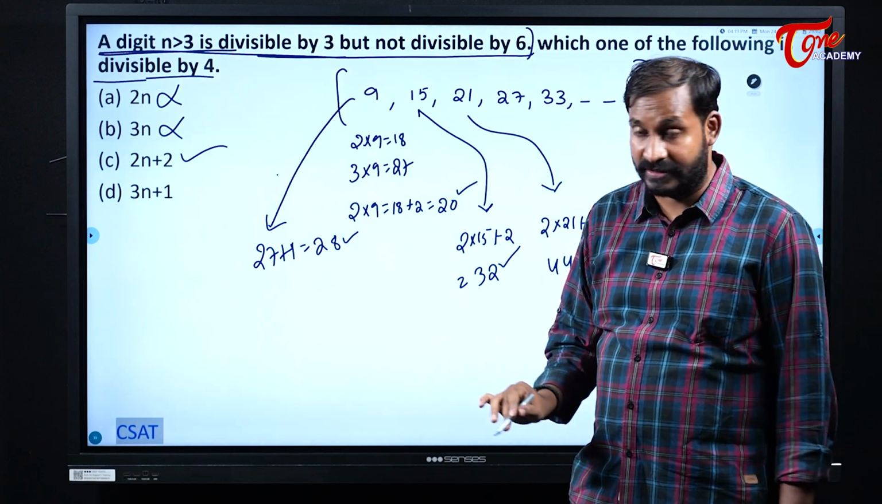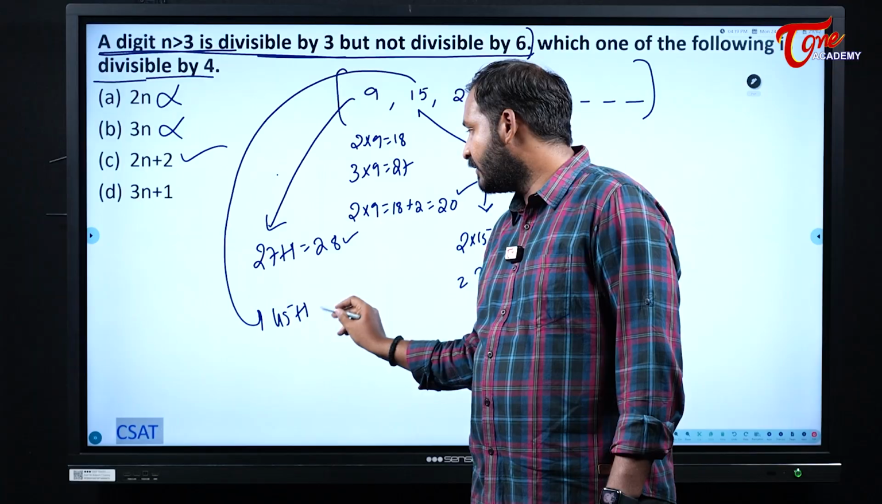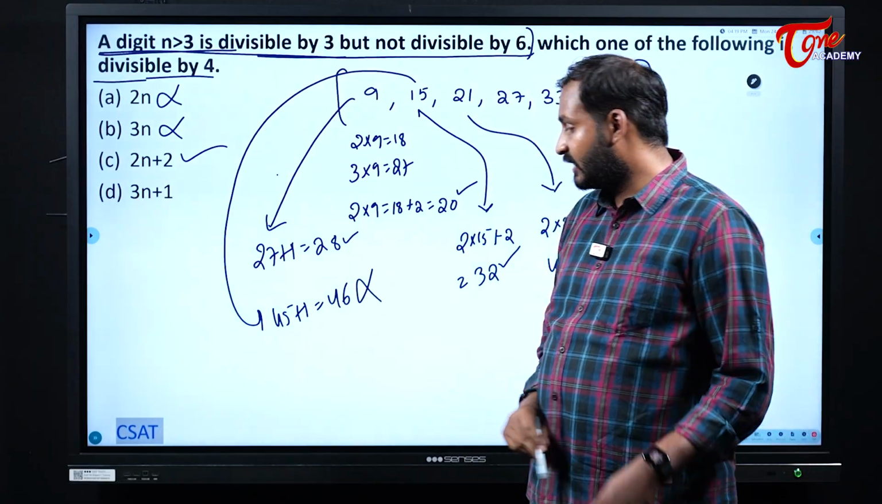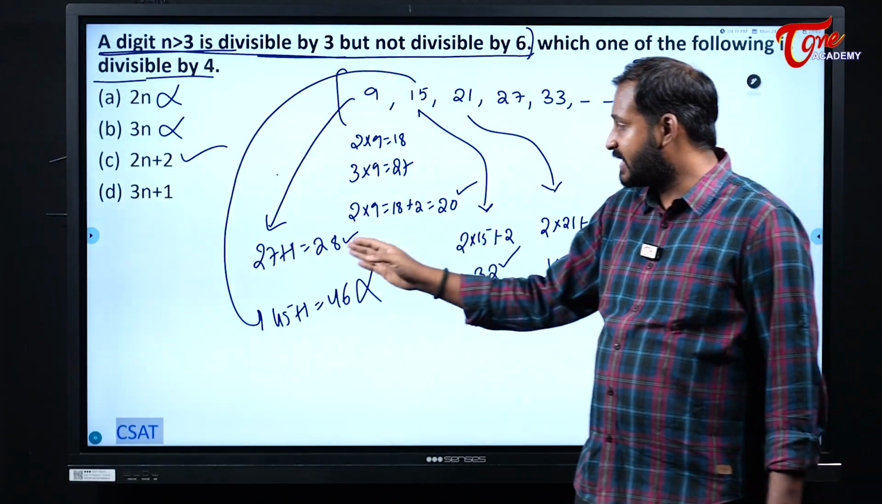Next, I will check the next one. 3n means 3 15s are 45 plus 1. What does it become? 46. Is 46 divisible by 4? No. So this is gone. That is the reason to try to check at least 3 to 4 values. It may be satisfied for one value.